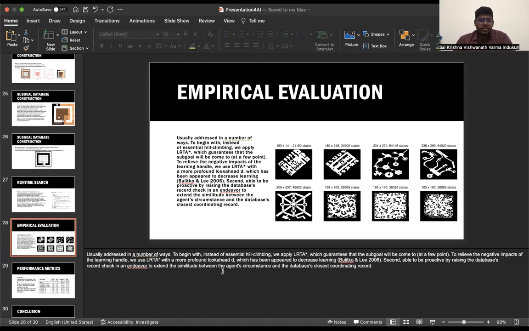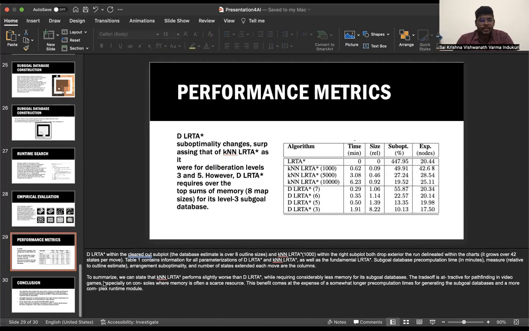To mitigate the negative effects of the learning process, we use LRTA star with a deeper look-ahead D, which has been shown to decrease learning. Secondly, we can proactively raise the database's record count in an attempt to extend the similarity between the agent's situation and the database's closest matching record.